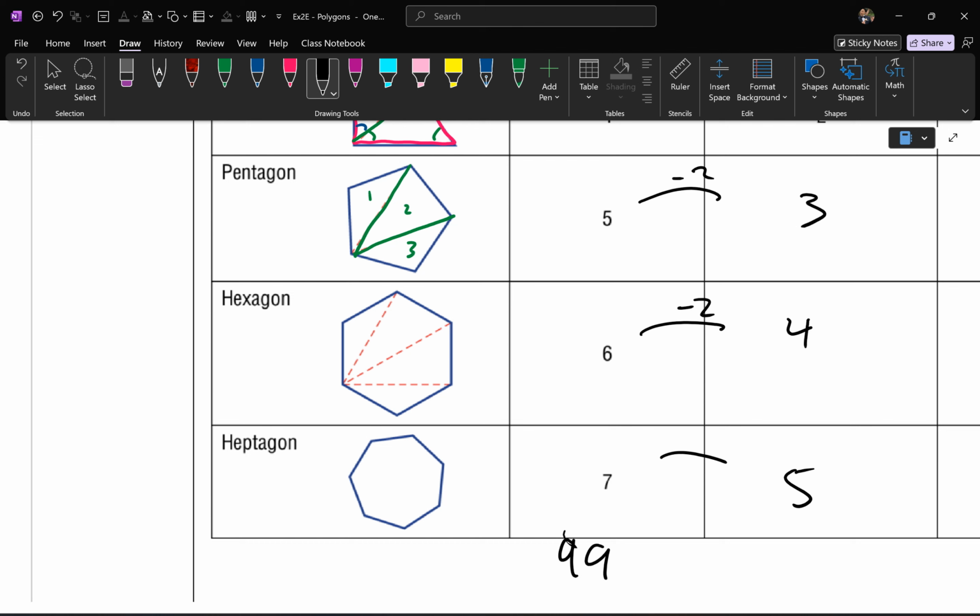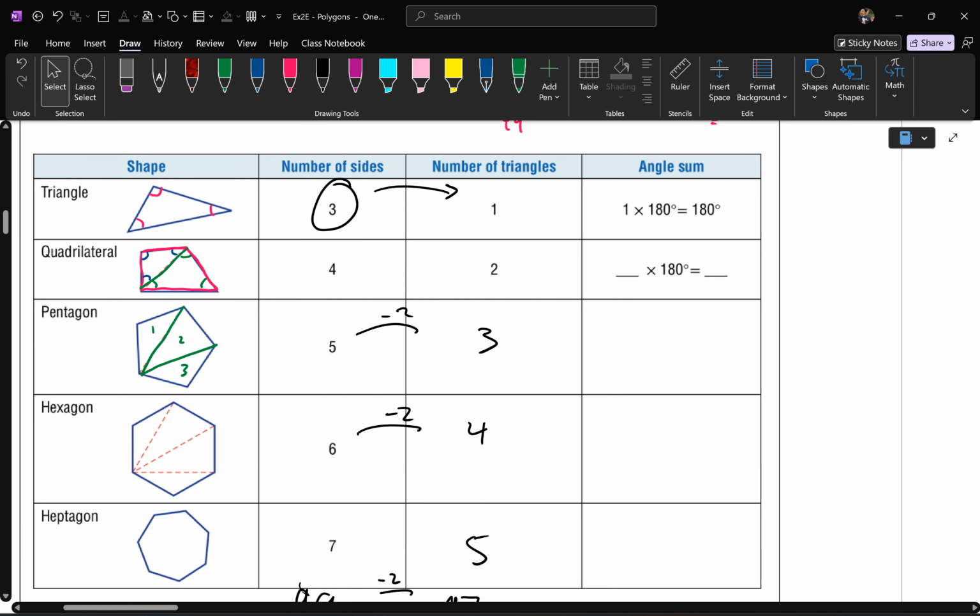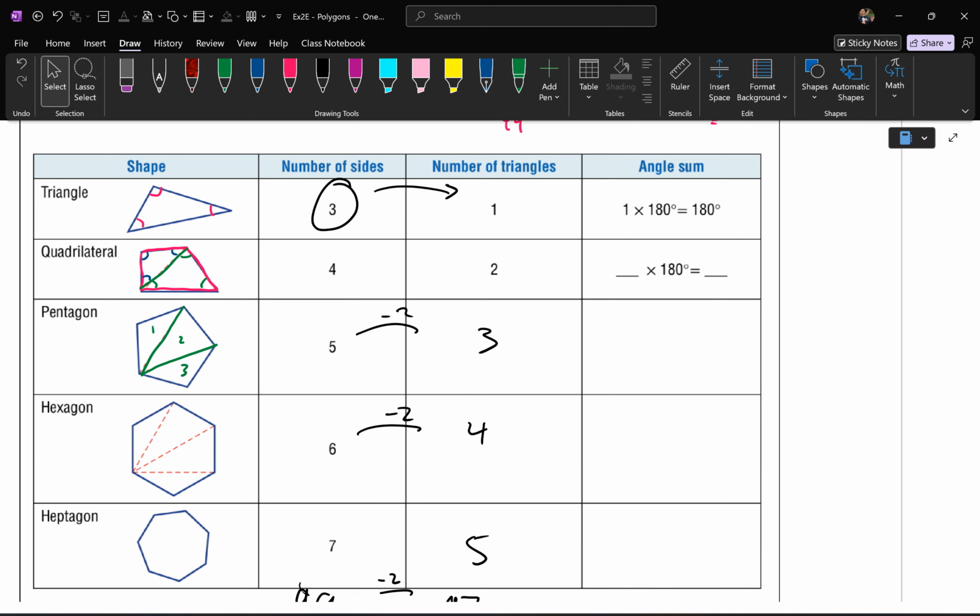So this one should be 5. So if you have a 99-sided shape, how many triangles do you expect? 97. That's it, minus 2. So why do we want to know the number of triangles? Because we know the angles in a triangle add up to 180. So if you have 3 triangles for a pentagon, then you end up actually doing 3 times 180. Now we know that 2 times 180 was 360 for quadrilateral.